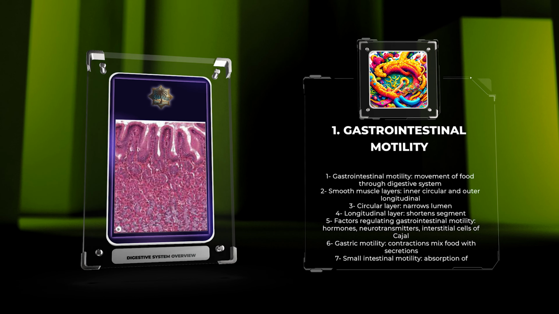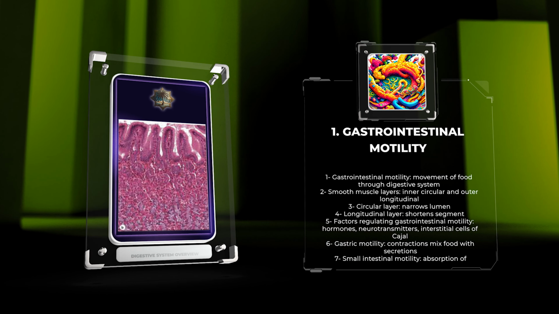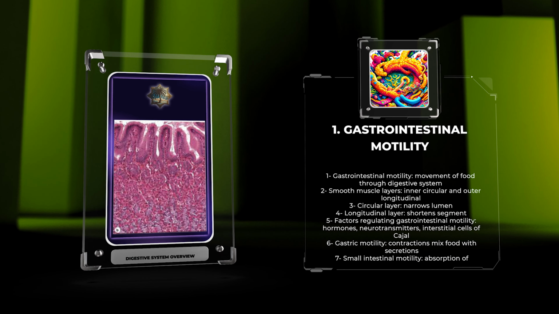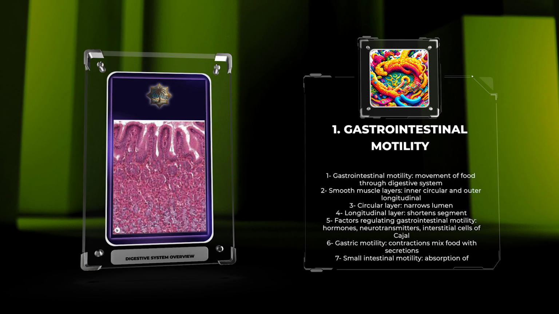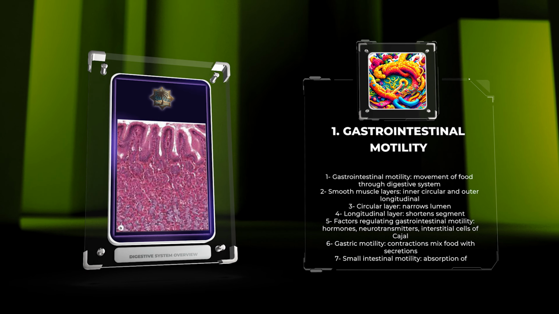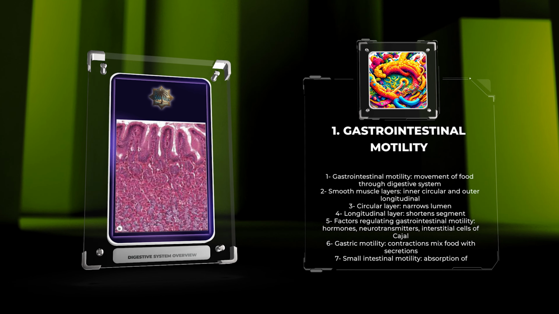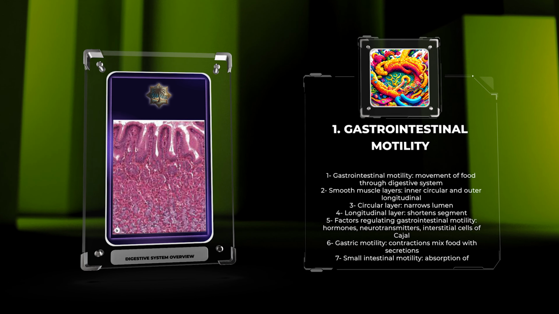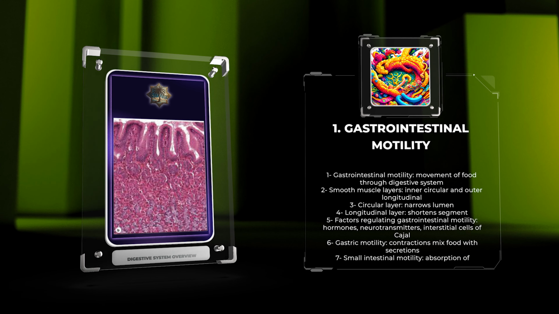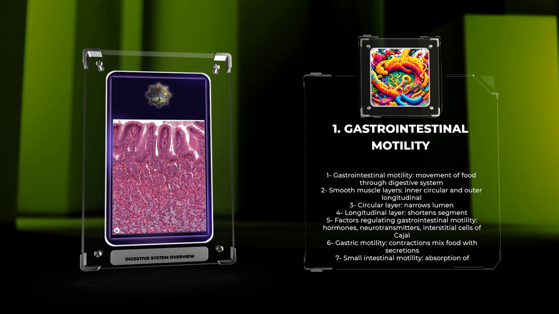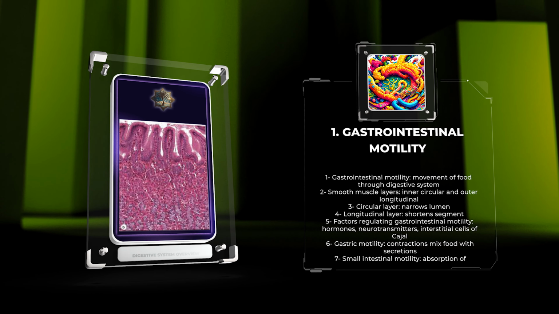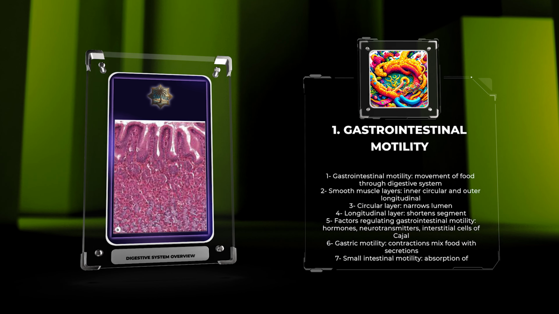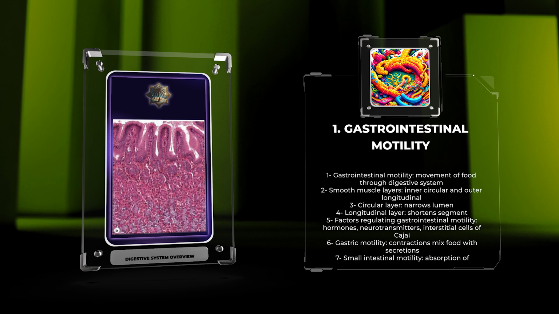The motor activity in the gastrointestinal tract is regulated by the enteric nervous system, which we will discuss in detail in the next topic. However, it's worth mentioning that various factors, such as hormones, neurotransmitters, and intrinsic pacemaker cells known as interstitial cells of Cajal, contribute to the regulation of gastrointestinal motility. Gastric motility involves contractions that mix food with gastric secretions, while small intestinal motility allows for the absorption of nutrients and the propulsion of undigested material towards the large intestine.